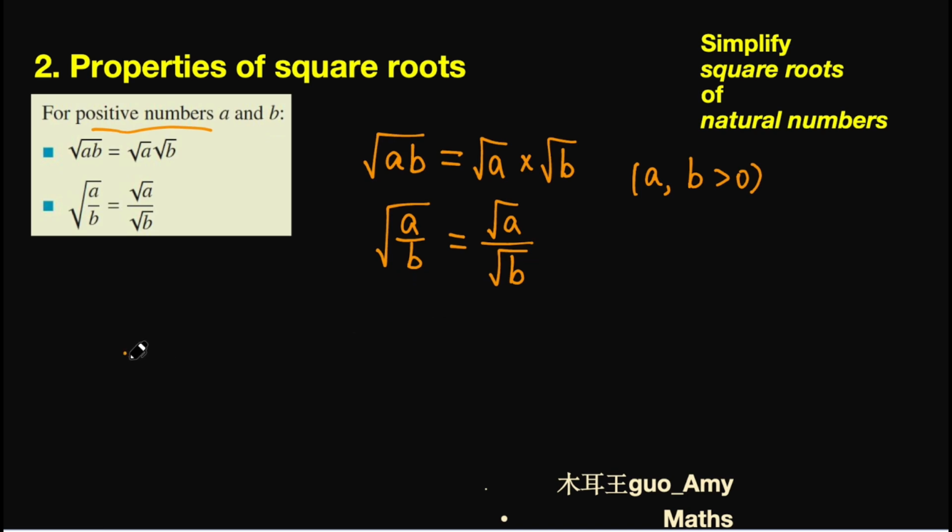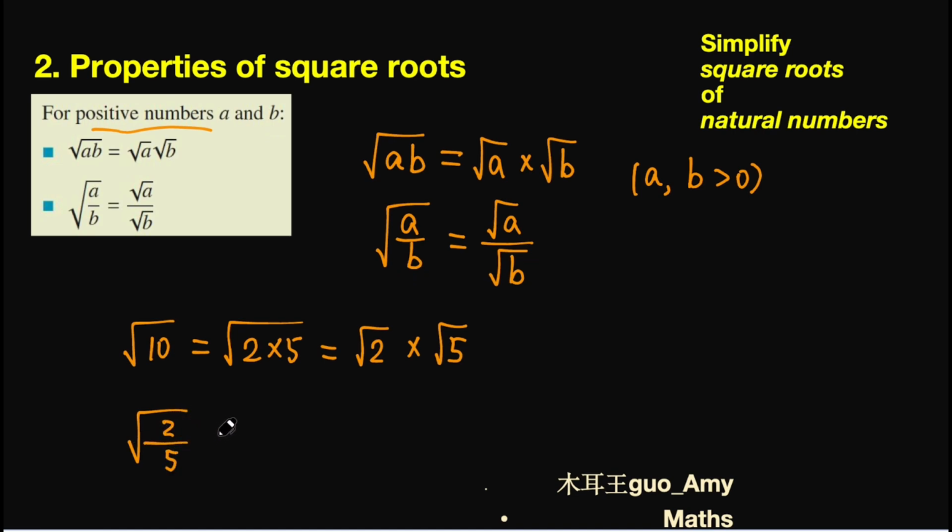For example, if we have root 10, then this one is equivalent to root 2 times 5, and then we can separate this one into 2 square roots, root 2 times root 5. And also if we have root 2 over 5, then this one is equivalent to root 2 over root 5. So it is quite important to remember these properties of square roots.